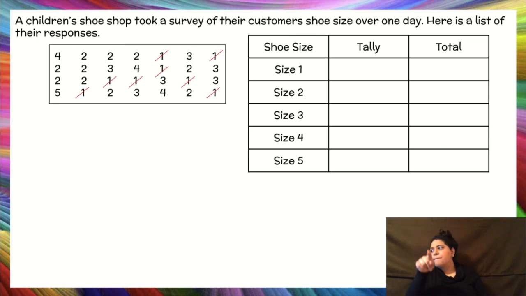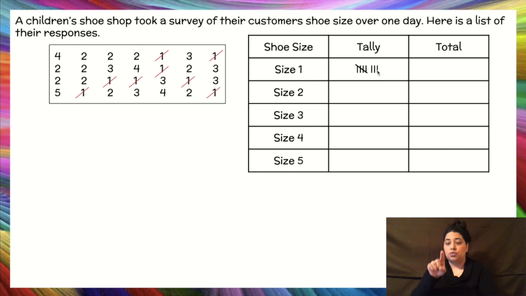See how I've crossed them out? Now I can go back and I can just count them. 1, 2, 3, 4, 5, 6, 7, 8. So I need to have 8 tally marks. Okay, and over here I have 5, 6, 7, and 8.